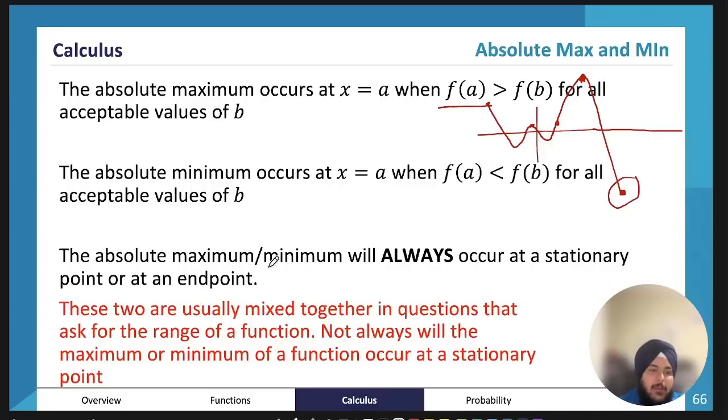And the absolute maximum or minimum will always occur at a stationary point or an endpoint. Either of those two, but it could also be a mixture of those two. None of the other points are going to give us an absolute maximum or minimum.